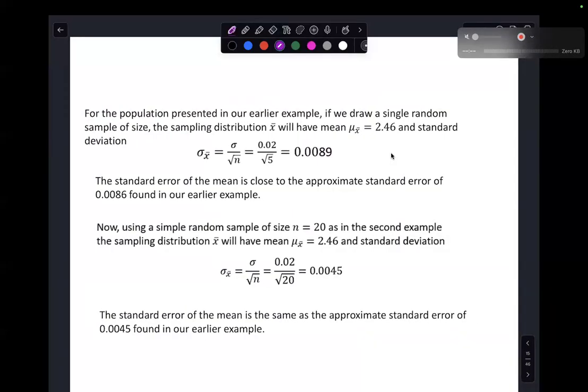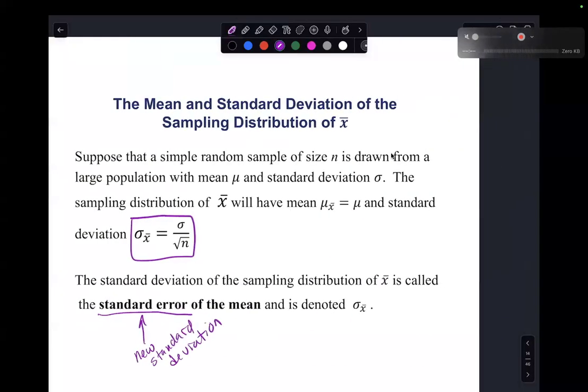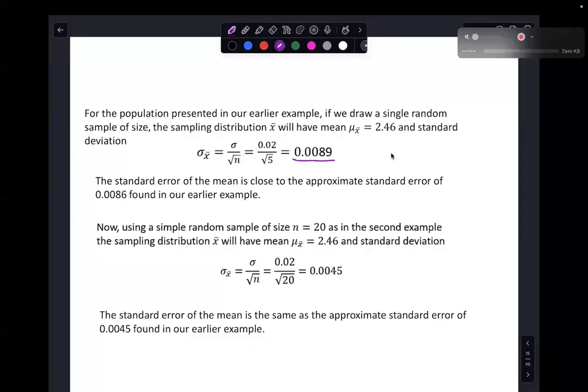So here is my sample size of 5: 0.0089. It is super close to the number that we had. I think we had 0.0086? Yeah, I don't think anybody's going to be mad by 3/10,000ths difference. And then with our sample size of 20, we got 0.0045, which is exactly what we found earlier. So the larger sample sizes are more accurate and they're better. We like bigger sample sizes.